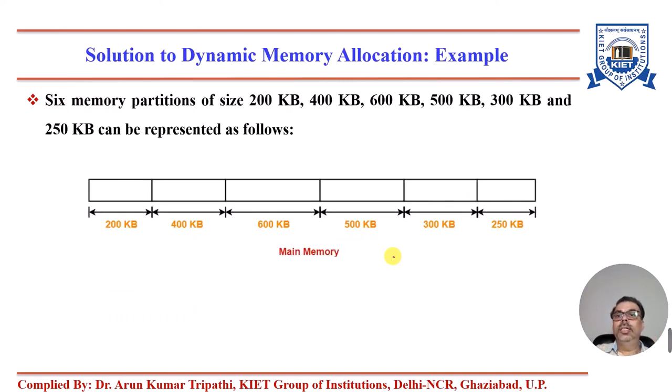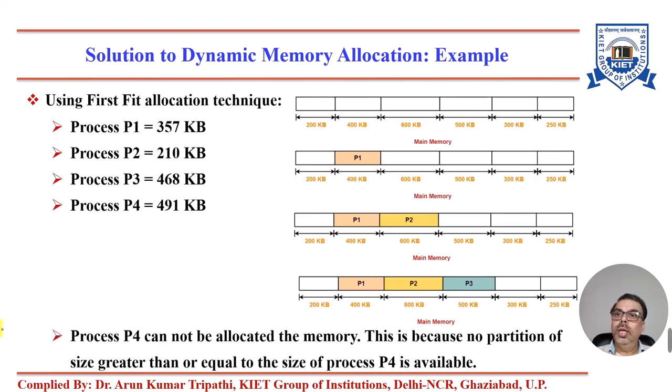So here we have taken another example. Suppose that a memory has 6 partitions: 1, 2, 3, 4, 5, and 6. And these memory partitions are 200 KB, 400, 600, 500, 300, 250 KB. So it is represented as follows. Now, the process P1 arrives. So in the first fit, what will happen?